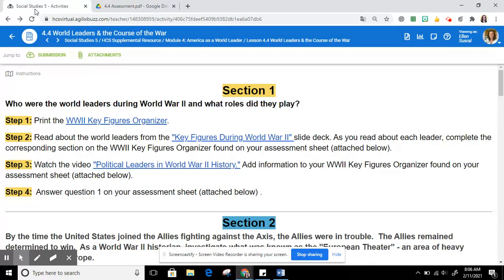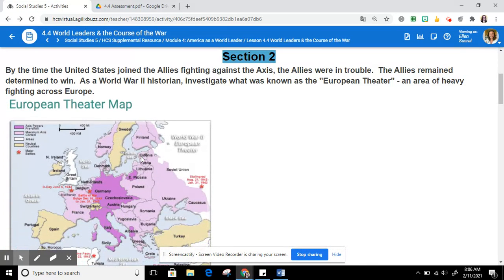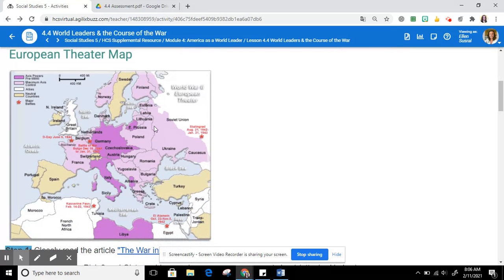All right, let's move on to section 2. By the time the United States joined the Allies fighting against the Axis, the Allies were in trouble. The Allies remained determined to win. As a World War II historian, investigate what was known as the European theater, an area of heavy fighting across Europe. And here you can see a map of the European theater. And that just means like the Europe area of where the war was fought.